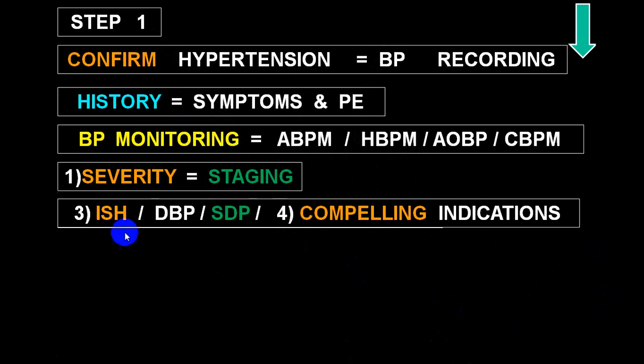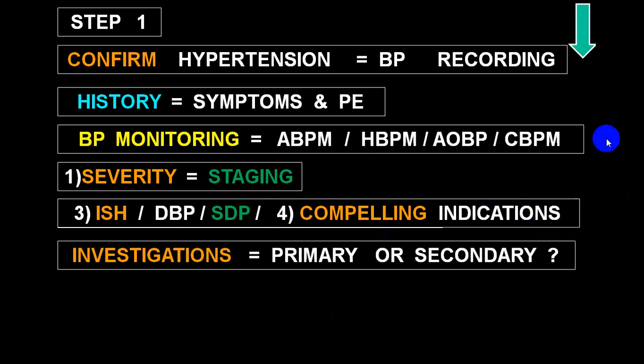And depending upon the figure, isolated systolic, diastolic, and then with the history and other investigation, we call compelling indications like diabetes, CKD, pregnancy, complicated conditions, endocrine disorders, all those conditions. Ischemic heart disease, congestive heart failure. So to find out the compelling indication and primary or secondary, you will have to undergo investigation. We have already mentioned before what investigation you do.